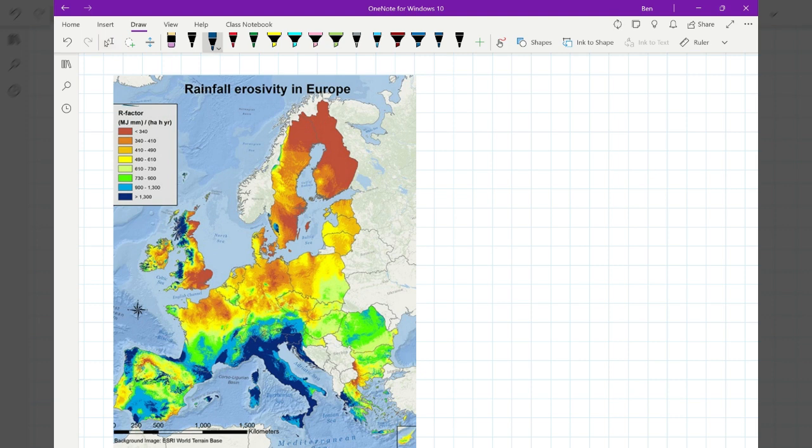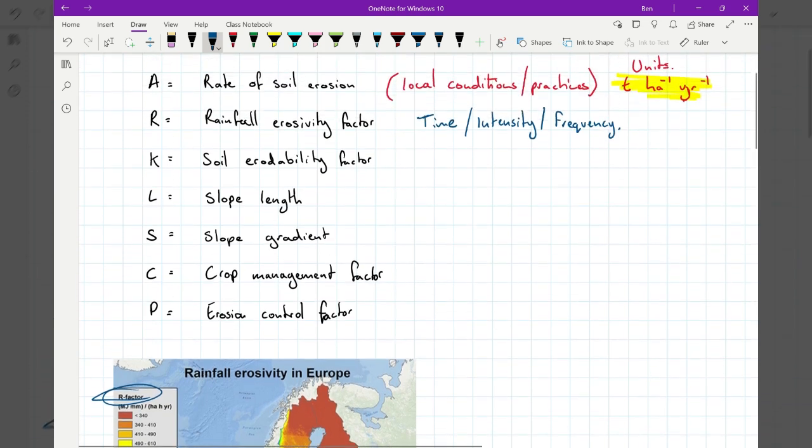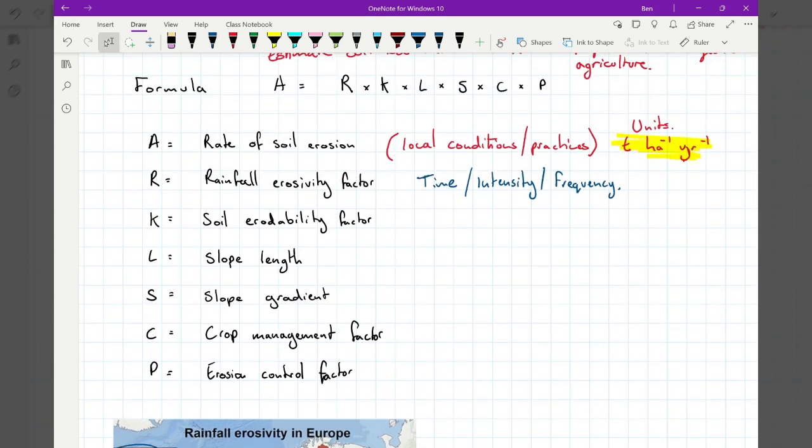We can look up our location and see that some areas have really high rainfall erosivity factors, like the west coast of Scotland and Wales, and Dartmoor and Exmoor and places like that. And other areas are much lower, things like the southeast and the east coast of Scotland. They just don't get quite the same amount or intensity of rain.